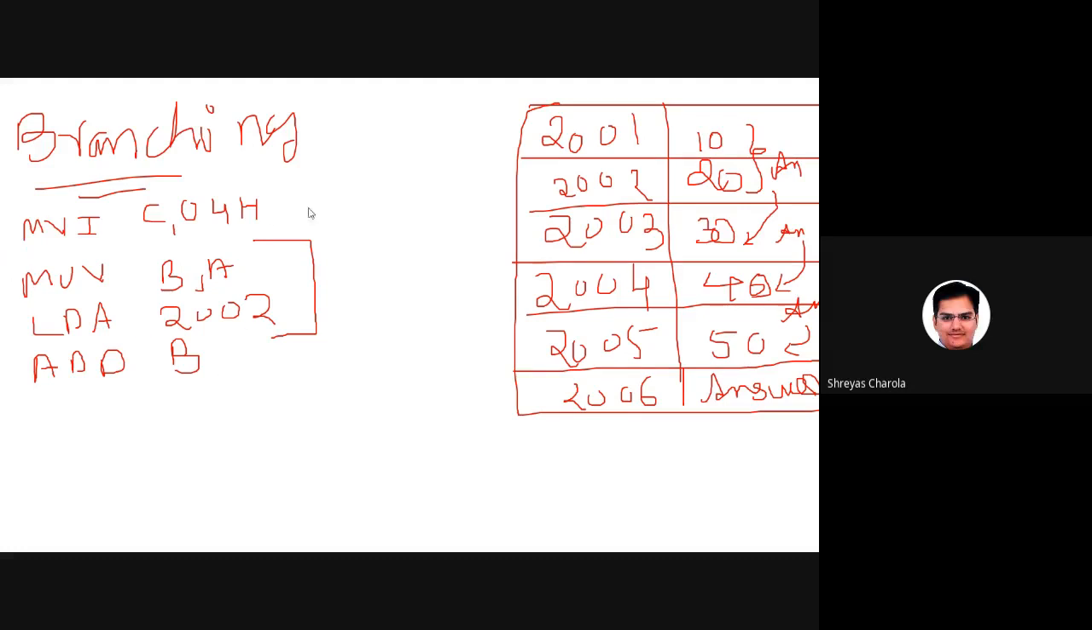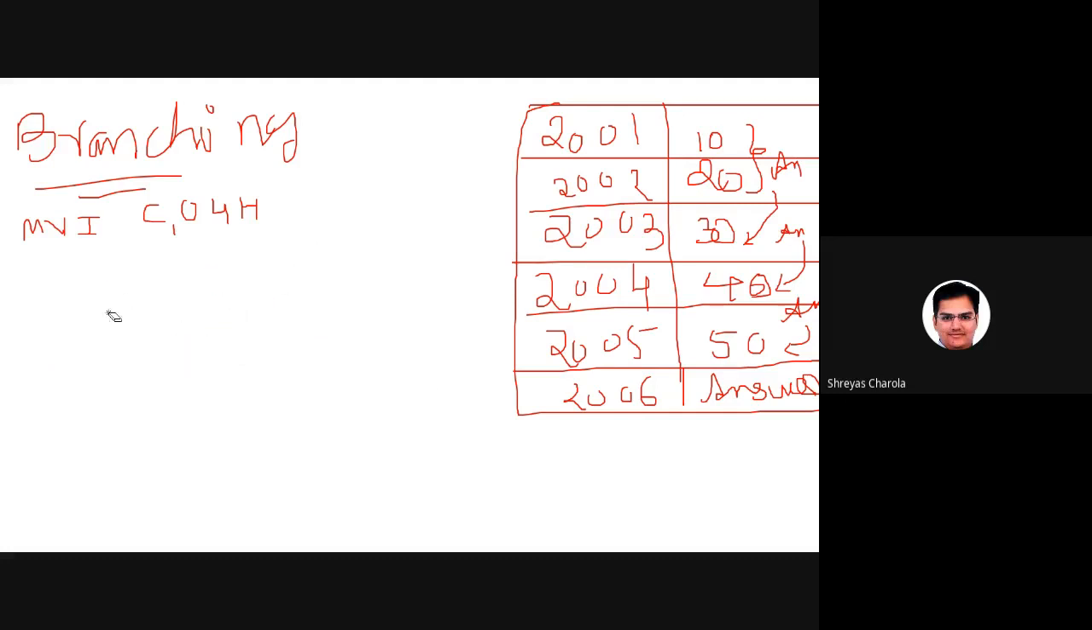First I'll write 4 times and then I will write LXI D comma 2001H. Why this instruction I wrote?